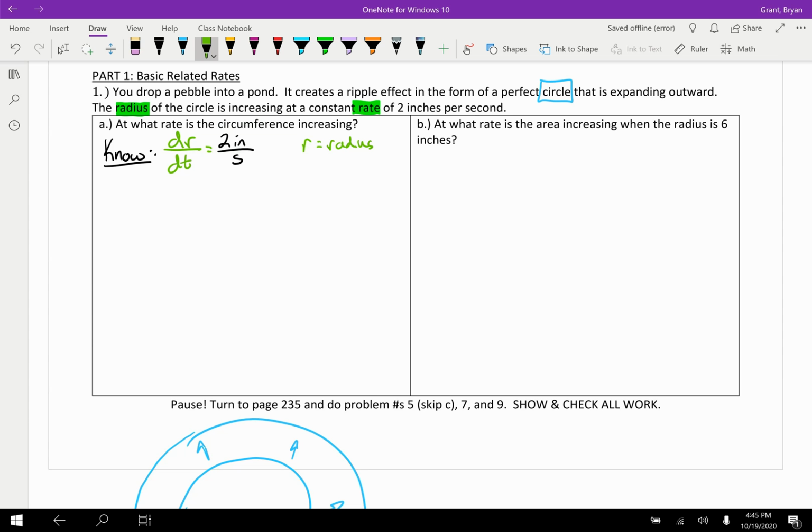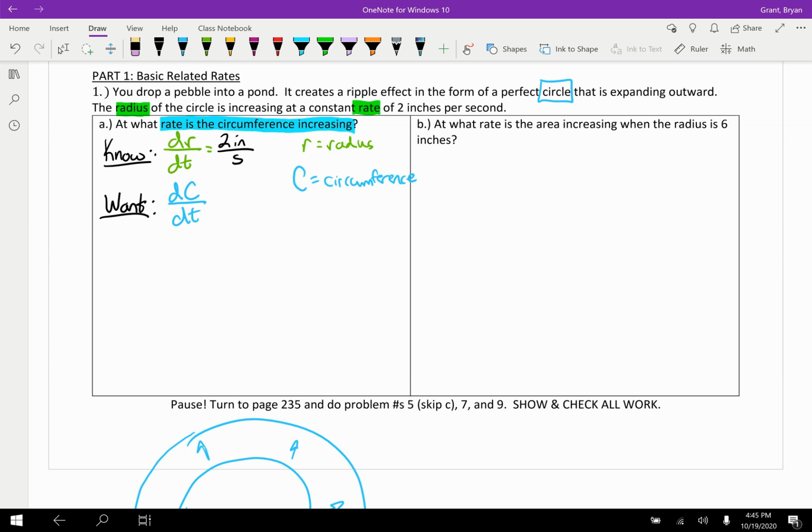Great. Now we move on to the want. What rate do we want to find? We know a rate. What rate do we want? Well, I think they tell us that pretty clearly out here. They say at what rate is the circumference increasing? So circumference of a circle, we have a new variable here. I'll probably define that over here where C is the circumference. We don't even need to know anything about circumference right now. We just need to know that we want to find how the circumference is changing as time progresses. And these are always going to match. They're going to be dt for related rates.